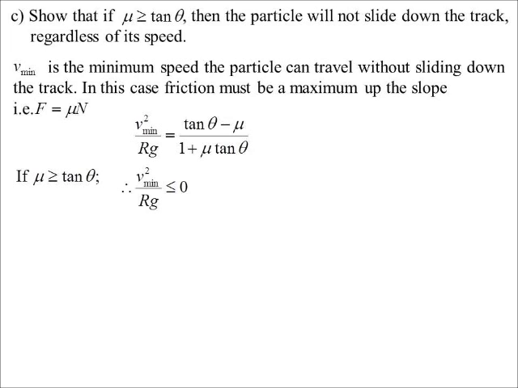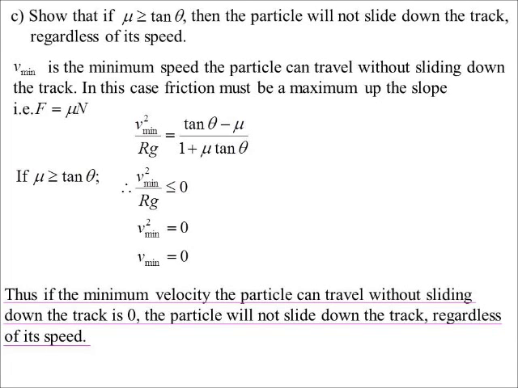So therefore, I know v squared on Rg is going to be less than or equal to 0. But R and g are just constants. So that means v squared is less than or equal to 0. But v squared can't be negative. So therefore, the minimum speed that I can travel is 0. Well, that means I can go any speed. And that's what the question is asking us to prove. Show that it will not slide down regardless of its speed. Okay? So the minimum velocity it can travel without sliding down is 0. Therefore, it's never going to slide down. Doesn't matter what speed I'm travelling.